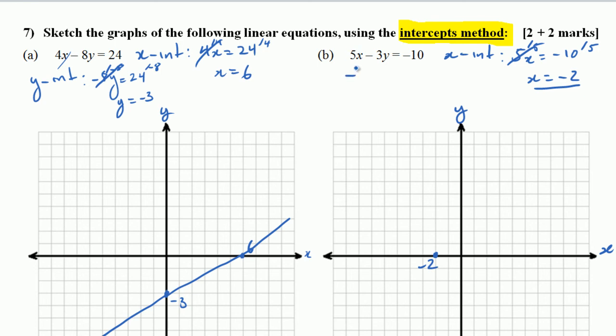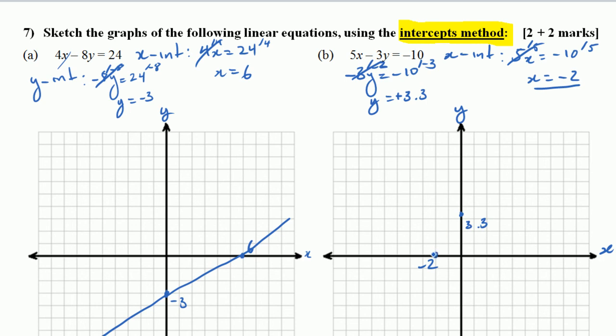So we're left with negative 3y equals negative 10. Divide both sides by negative 3 to get rid of that negative 3 out the front. So that goes, we're left with y equals negative 10 divided by negative 3, a negative and a negative make a positive. 10 divided by 3 will give you 3.3. So let's put that on the y-axis. So 3.3, go 1, 2, 3, and a little bit more, so about here. And that should be 3.3.